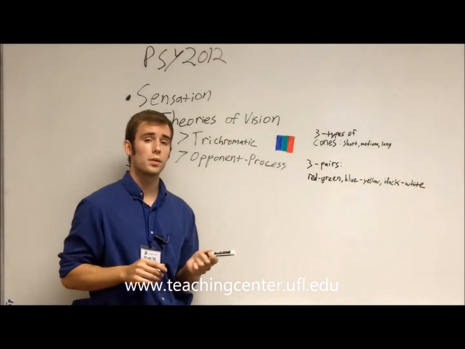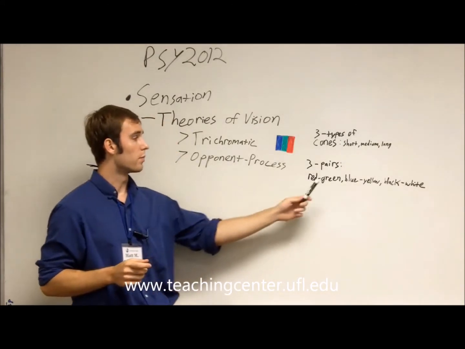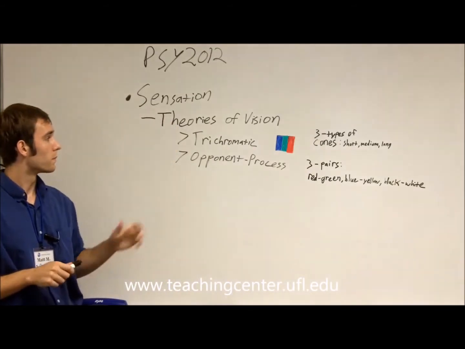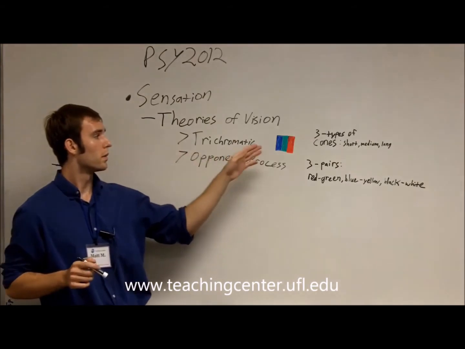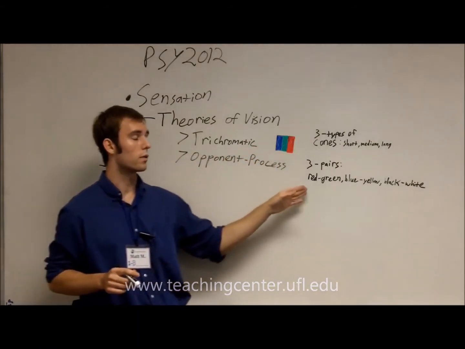The opponent process theory states that you actually have pairs of receptors: red-green, blue-yellow, and black-white. So, trichromatic: mixed blue, green, red. Opponent process: you have pairs.